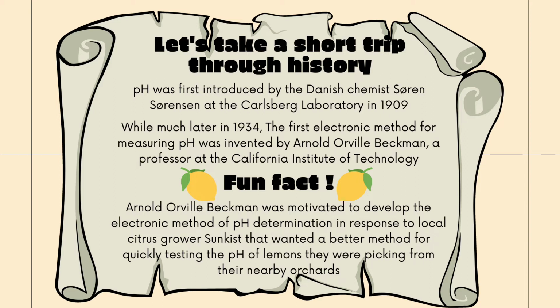Fun fact, did you know that Arnold Orville Beckmann was motivated to develop the electronic method of pH determination in response to local citrus grower Sunkist that wanted a better method for quickly testing the pH of lemons that they were picking from their nearby orchard?